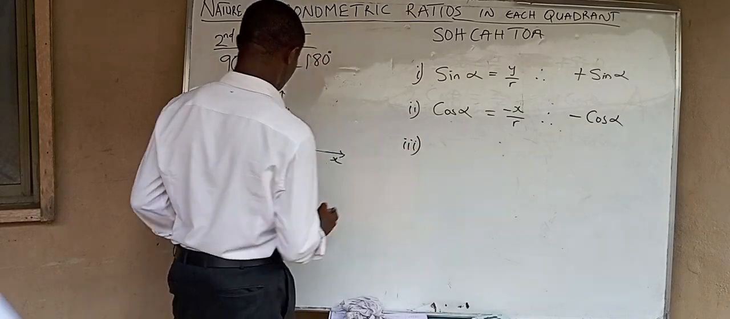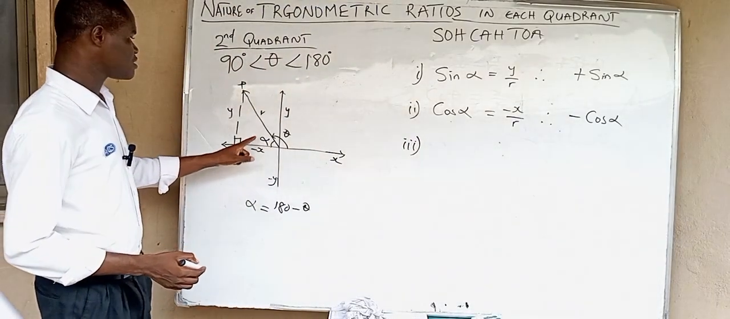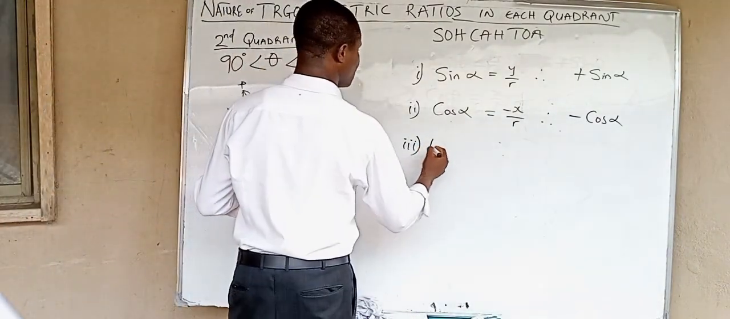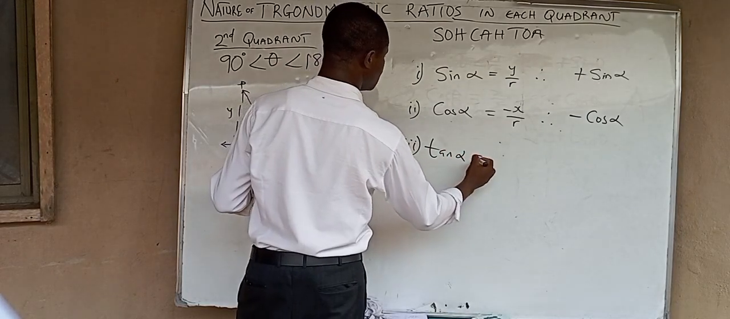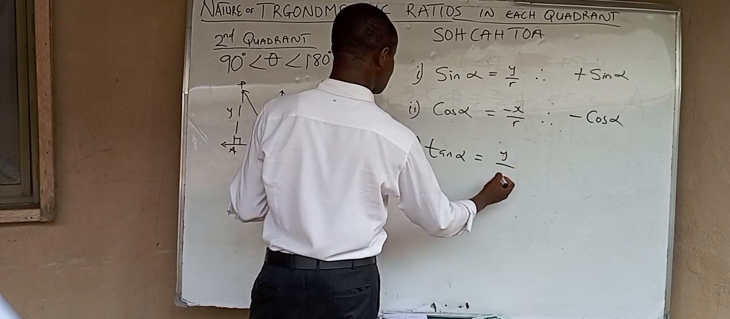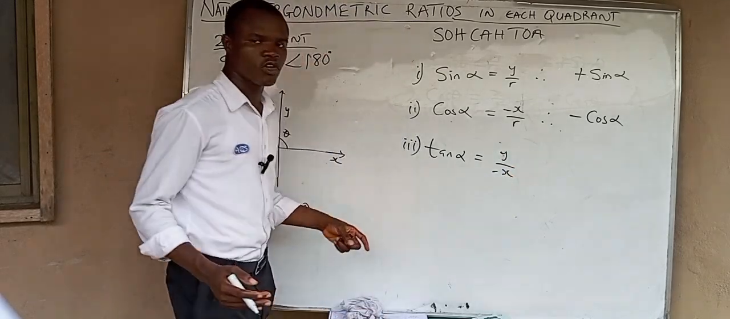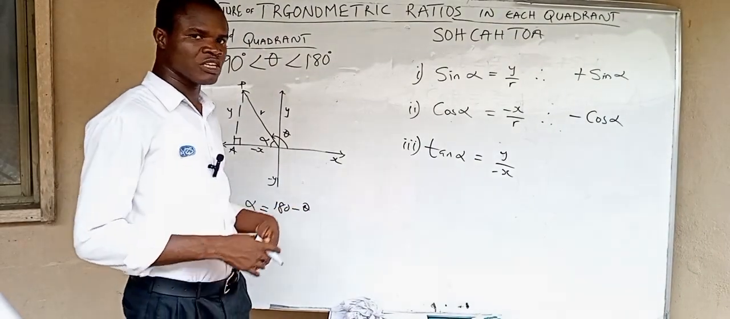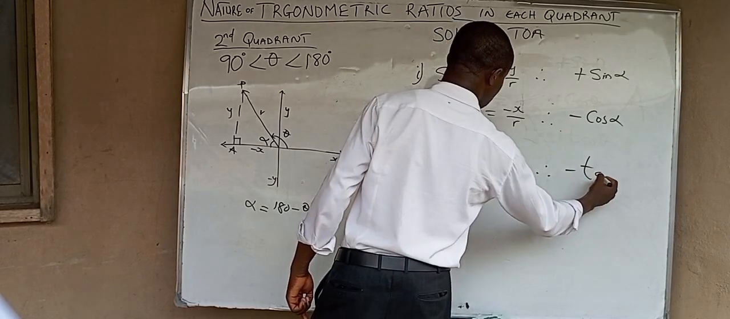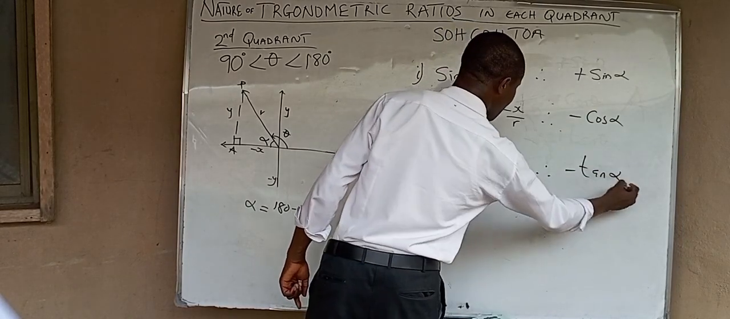Number 3, let's see the nature of tan. Tan alpha is opposite over adjacent. So tan alpha is equal to opposite, which is y, over adjacent, which is minus x. Of course, positive divided by negative will give us negative. So therefore, what we have here is going to be minus tan alpha.